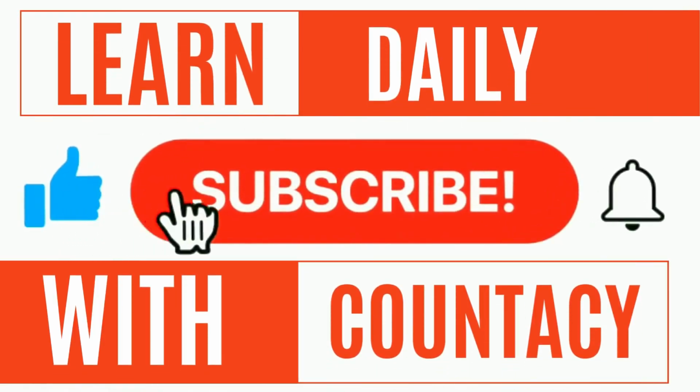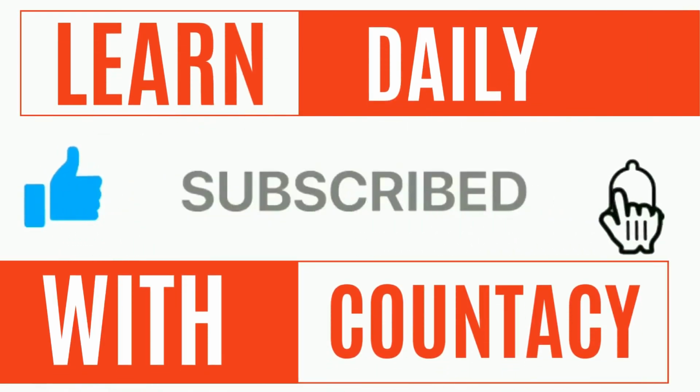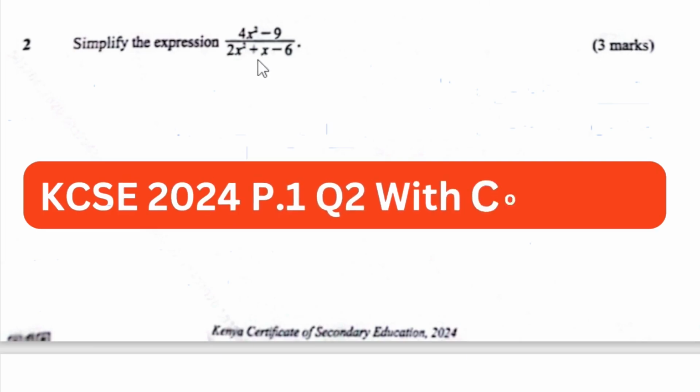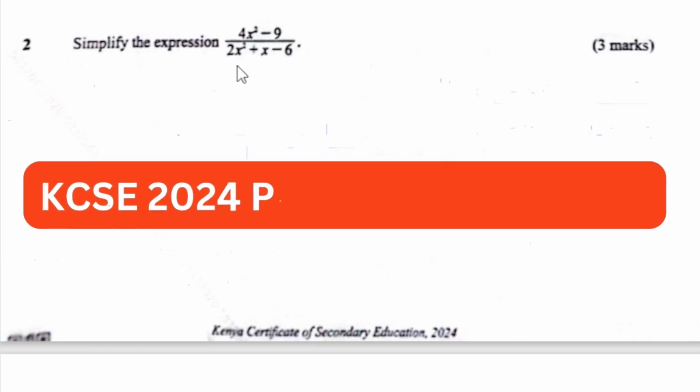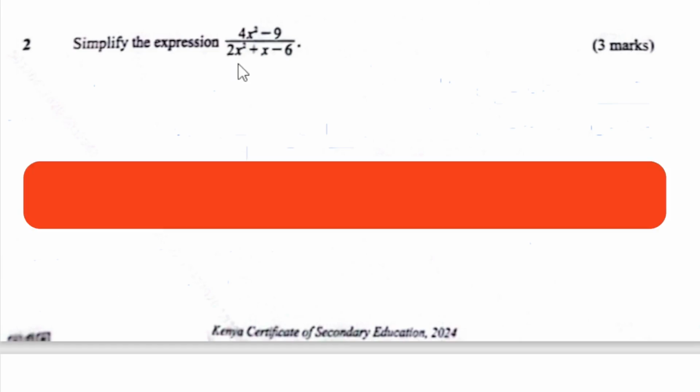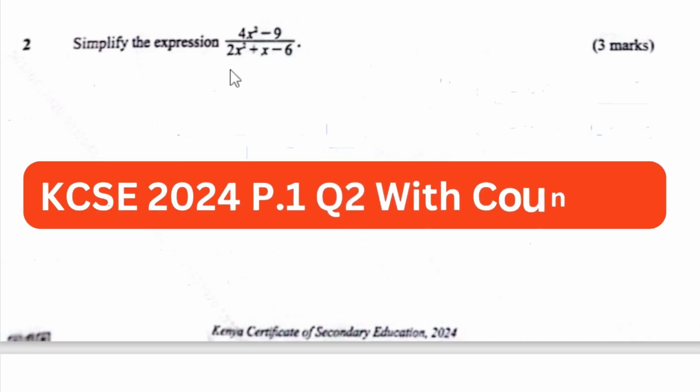Well, we are right at it. That is question 2 of the KCSE 2024 paper 1, and we are given: simplify the expression 4x squared minus 9 divided by 2x squared plus x minus 6. This is a very wonderful question which was testing on the topic quadratics, in particular whether you know how to deal with perfect squares.